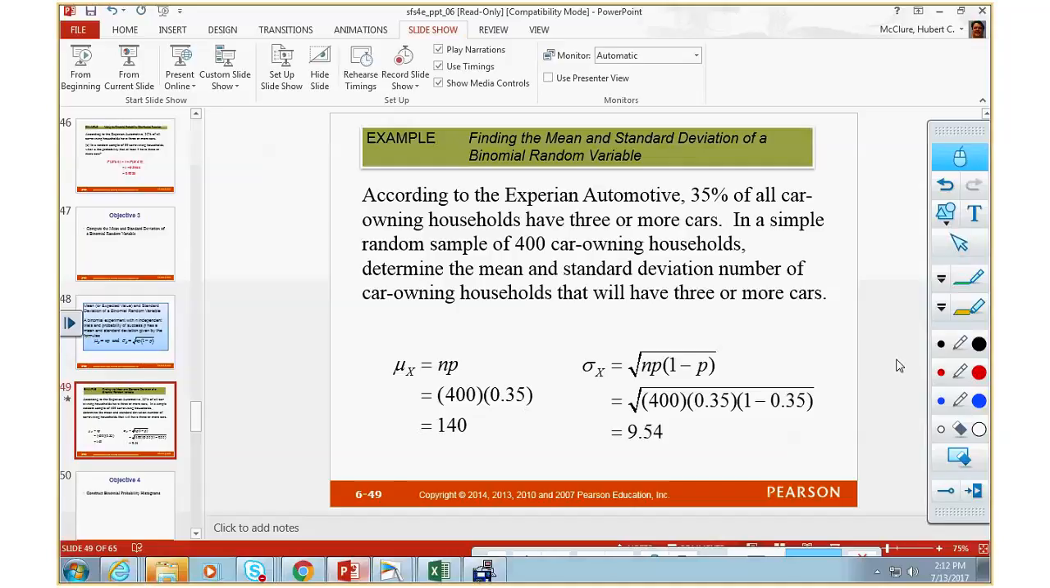Well, what did we find before? We didn't find the mean and standard deviation. We found the what? The probability. You see, don't get things mixed up. We found the probability. Okay, now this is real hard math. What is 10% of 400?